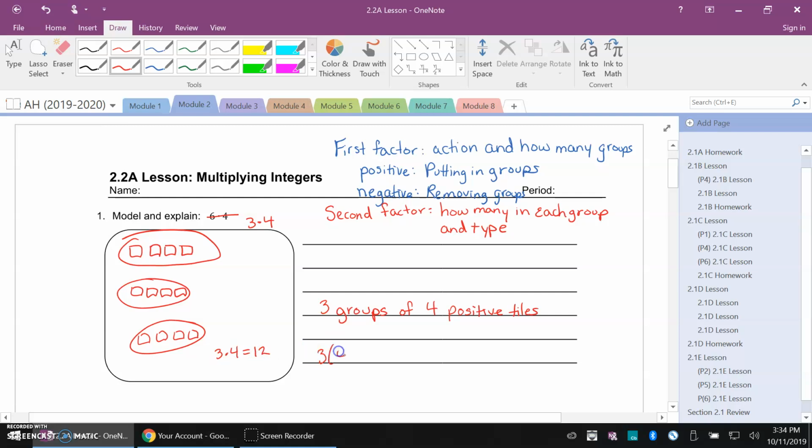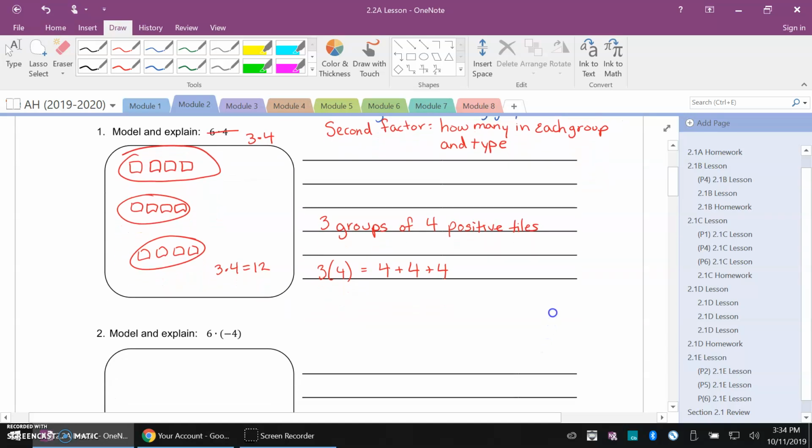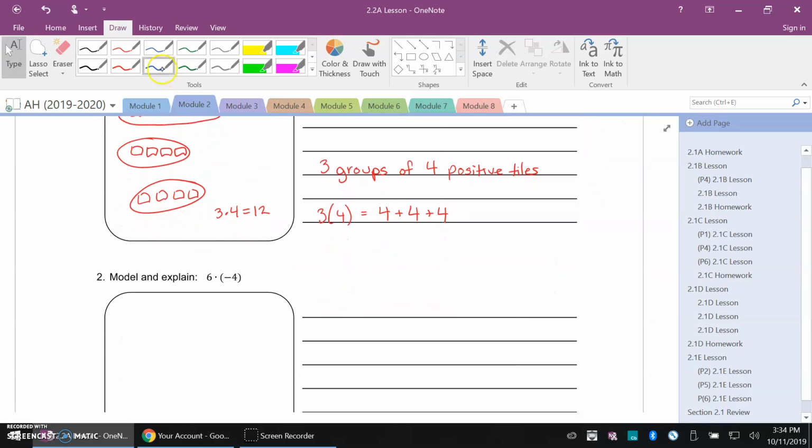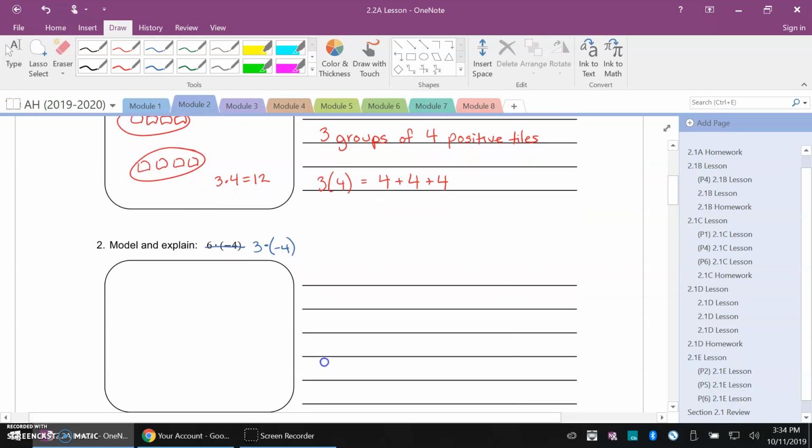3 times 4 also means that you have a group of 4 and a group of 4 and a group of 4. That's referred to as repeated addition. Looking at the second one, we can change this to be 3 times negative 4 instead. So what that means is that you have 3 groups of 4 negative tiles each.